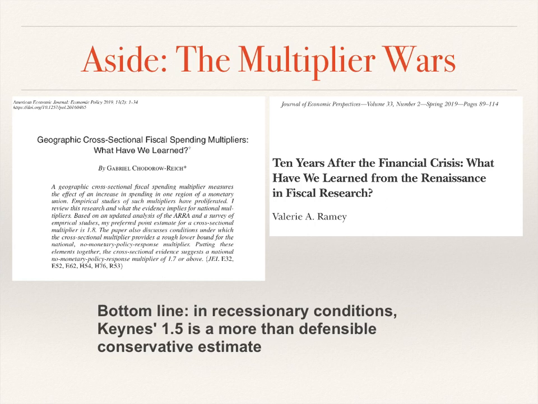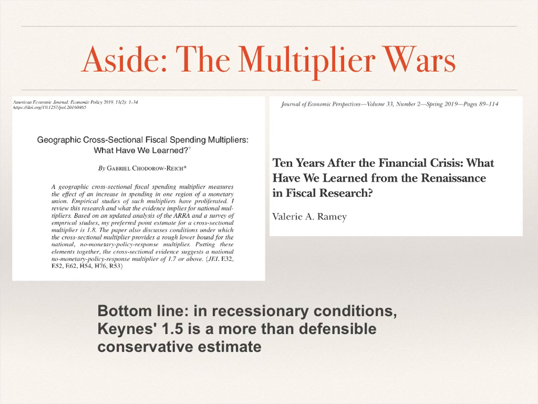My own position is that given that there are so many different interacting factors, and it's so hard to figure out from economic data, one would want to have really good reasons for rejecting the reasoning that Keynes gives, which, as he says, and I think convincingly, once you step through it, is quite common sense. But if you look at the estimates of the multiplier, there's certainly no question that in recessionary conditions, Keynes's 1.5 is a more than defensible conservative estimate.